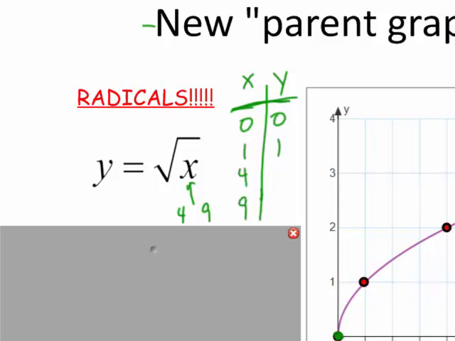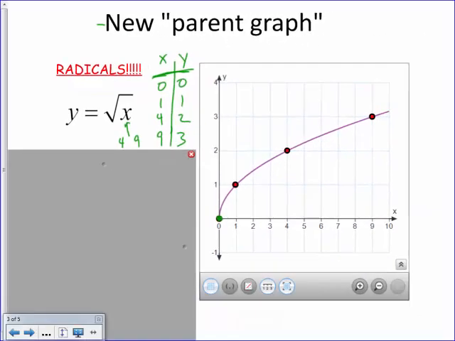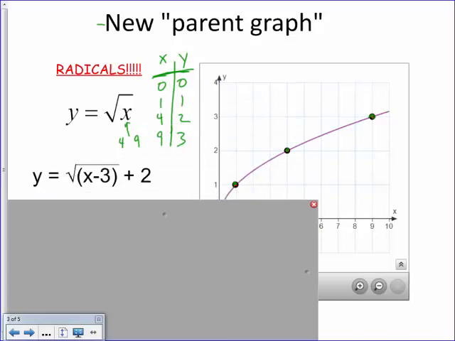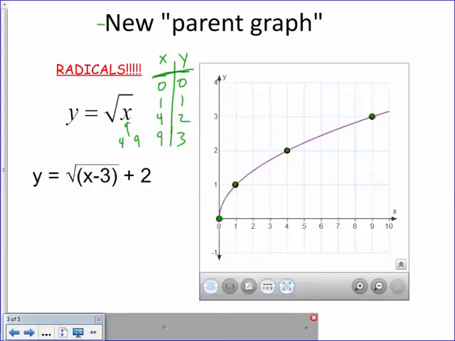And then it's just the square root of those. So the square root of 4 is 2. The square root of 9 is 3. Okay, this is stuff that we should be good at by now. So there we got 1, 1, 4, 2. That's where these points come from, 9, 3. So there's our parent graph. Well, do our same rules apply that we've learned with translations and reflections? They should. So let's test it here.